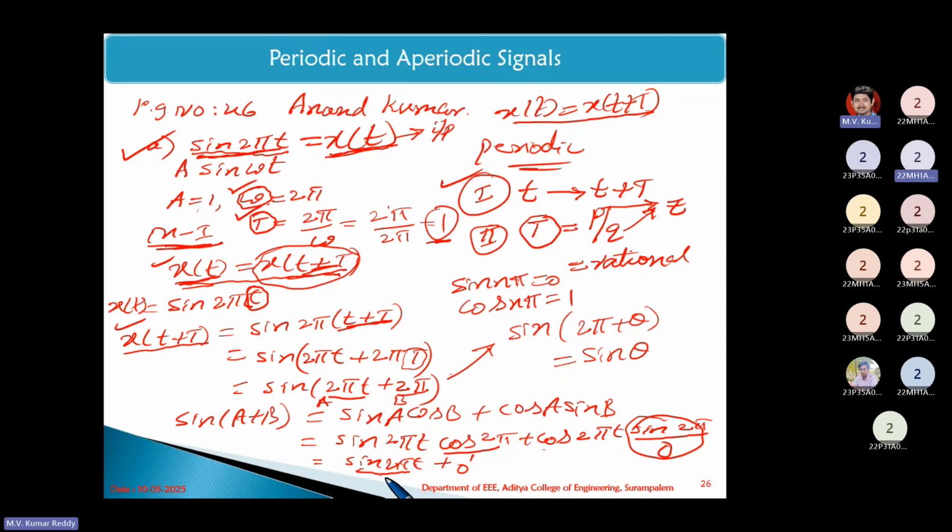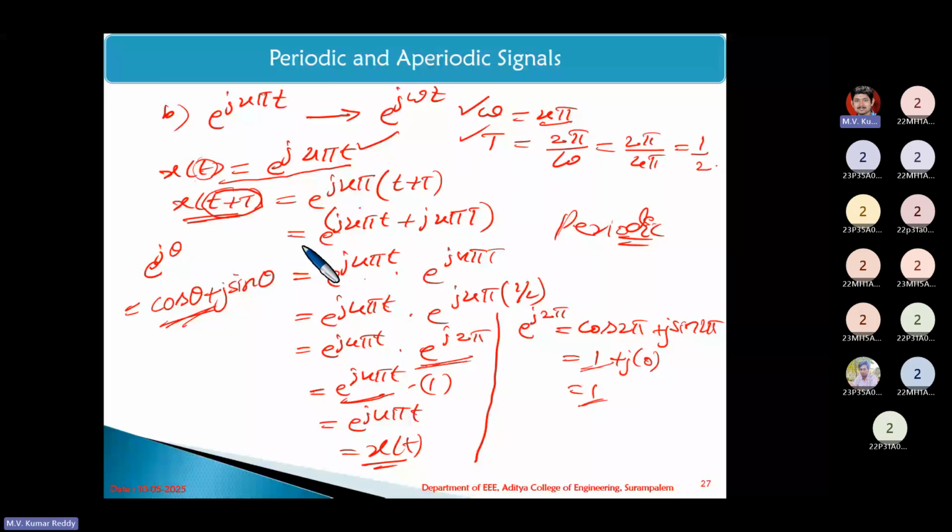So this condition is valid. Whenever this condition is valid, it is called periodic. This is the procedure to find periodic and aperiodic. Next, e power j theta.